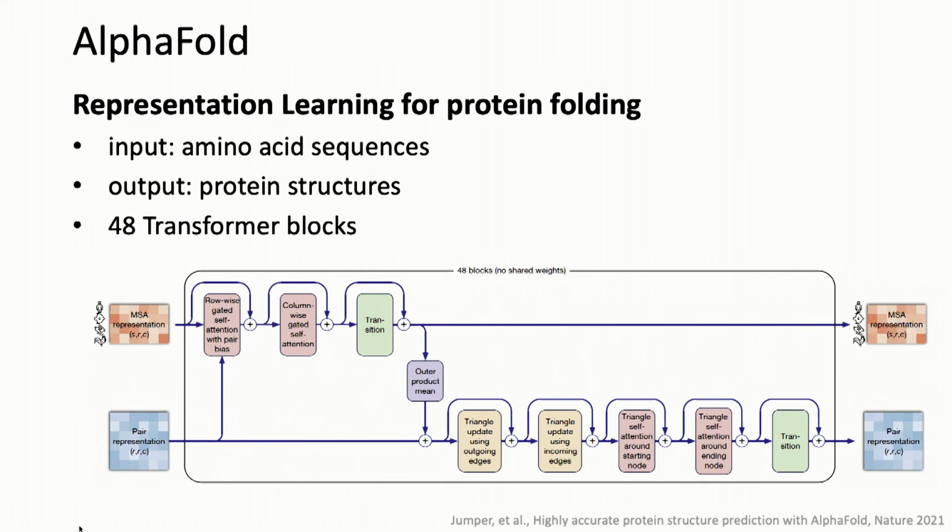Another successful application of transformers is AlphaFold. Simply speaking, AlphaFold is a representation learning method for the application of protein folding. In this case, the input to the neural network architecture is amino acid sequences, and the output of the architecture is the protein structures. This architecture has 48 transformer blocks, and it is trained on a large scale protein structure dataset that has been collected by human experiments over the last several decades.